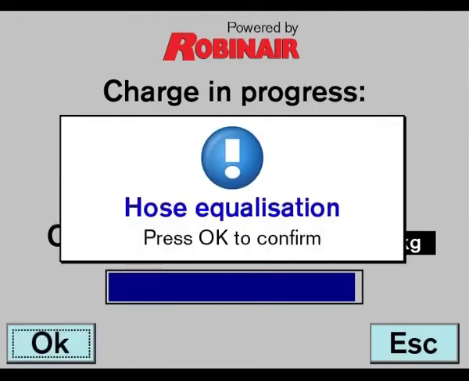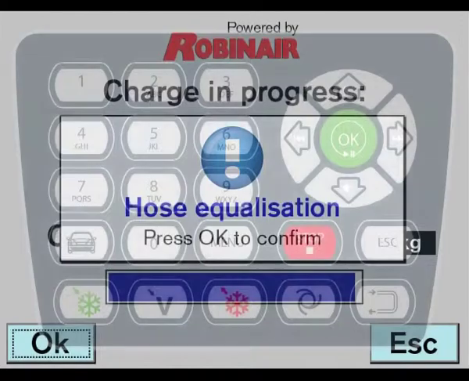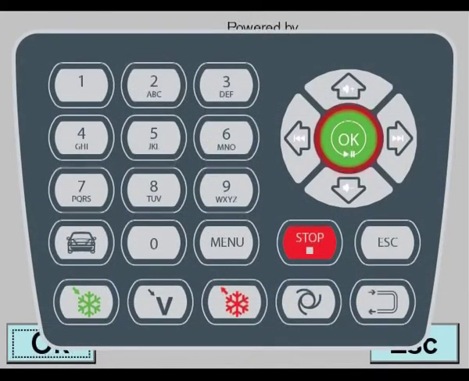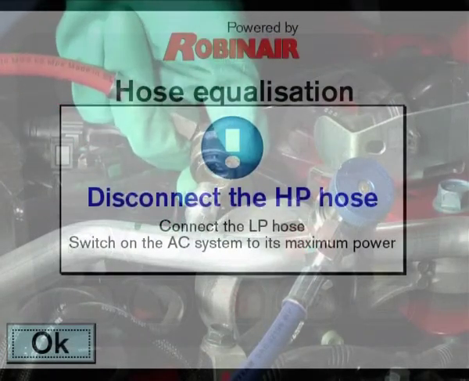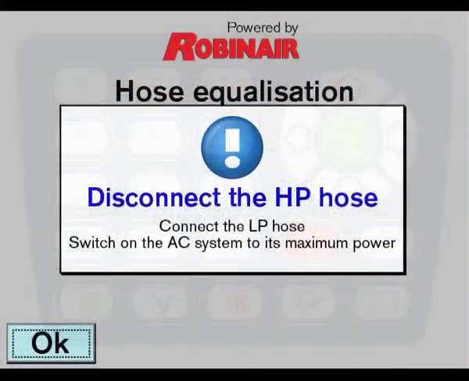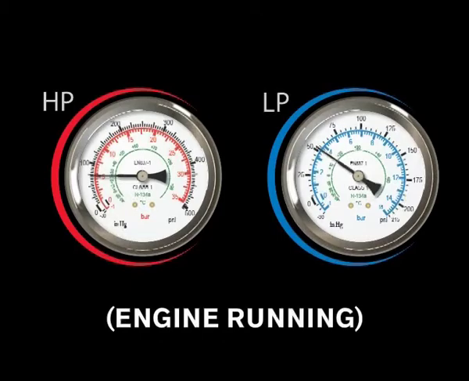Before disconnecting the hoses from the air conditioning system, we have to follow a strict procedure of pipe equalisation in order to evacuate the hoses and charge the air conditioning system with the accuracy that meets the SAE J2788 standards. If you press OK, the hose equalisation will start. Disconnect high pressure hose. Start the engine and switch on the air conditioning system.